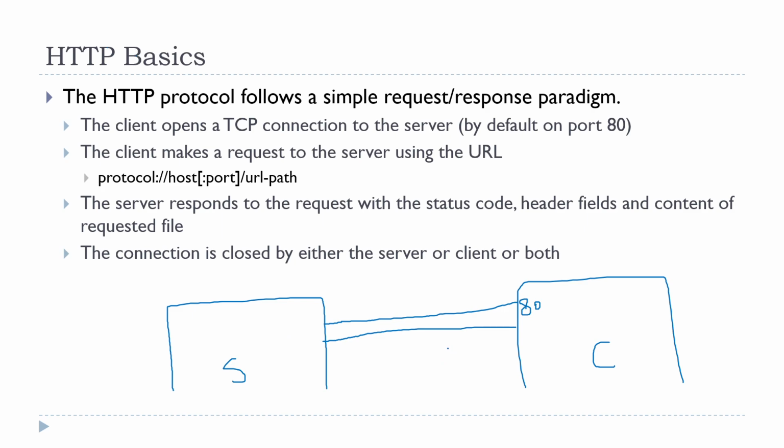Then the client will make a request to the server using a URL. So the client basically uses a browser to make this request. So any browser like Google Chrome or Mozilla Firefox or any other browser can be used. So mostly the request is done using a browser, but it is not necessary. We can also make the request from command line.